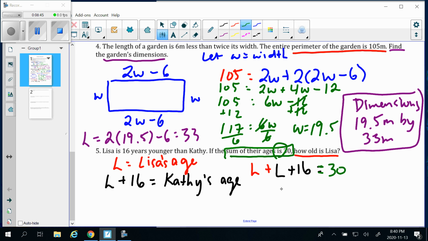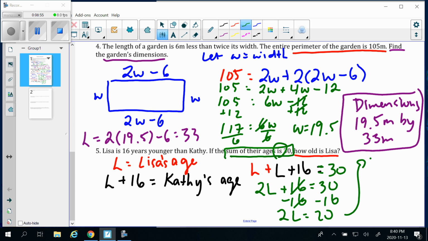That's easy to understand, but it's hard to come up with on your own unless you've done a little bit of practice on how to set these up. So 2L is equal to 20. So then L must be 10. So Lisa's age is 10.